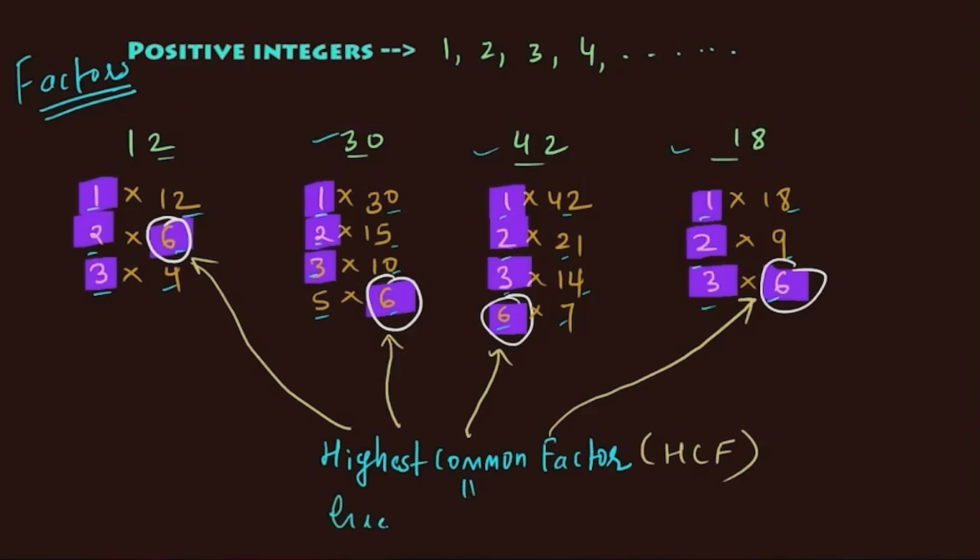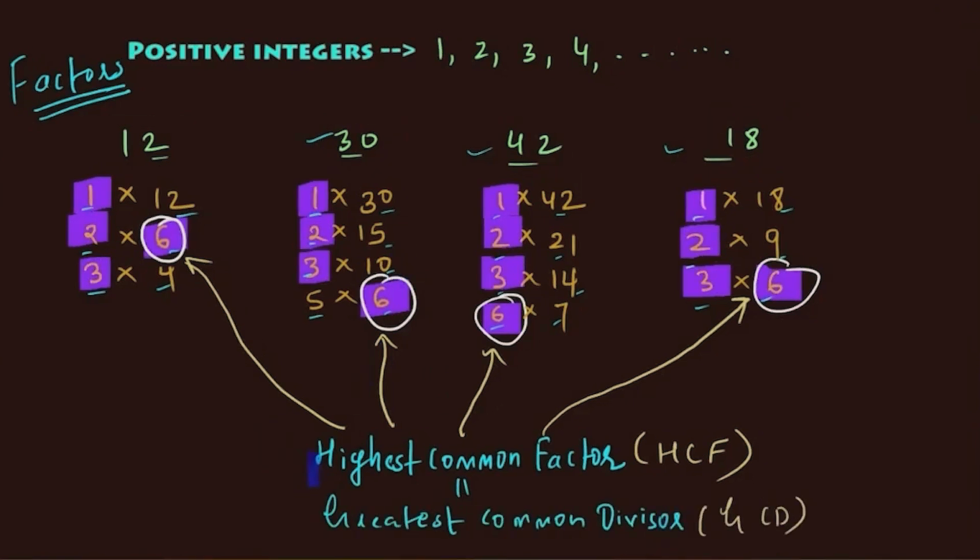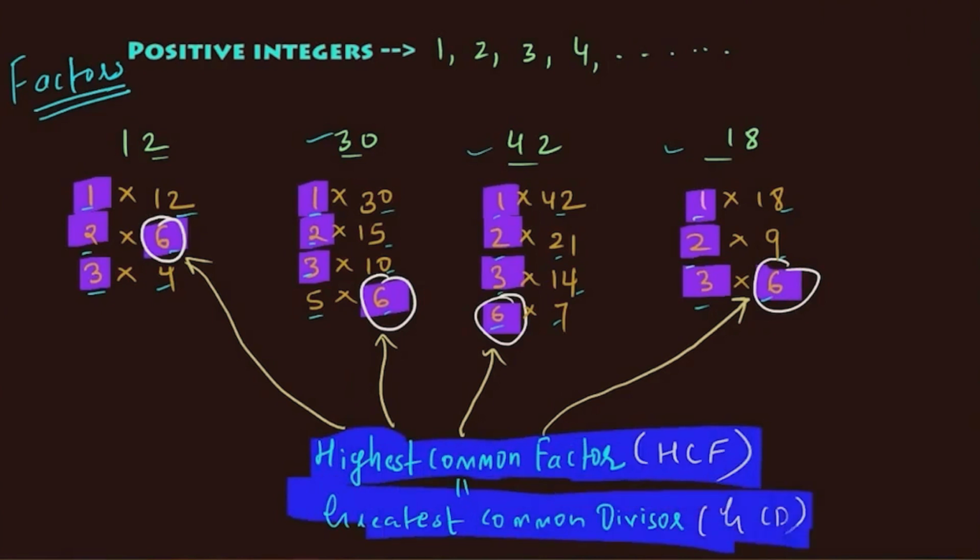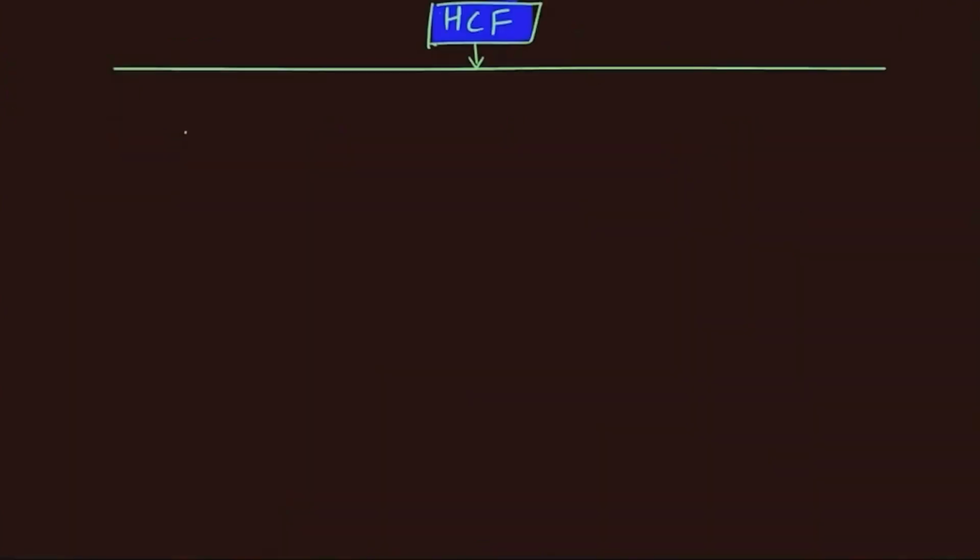And also 6 is the greatest number that can divide 12, 30, 42 and 18. Hence, highest common factor is also called greatest common divisor, GCD. So now you know what is meant by highest common factor HCF and greatest common divisor GCD. In mathematics, we can find highest common factor by two methods. It is by multiplication and division.